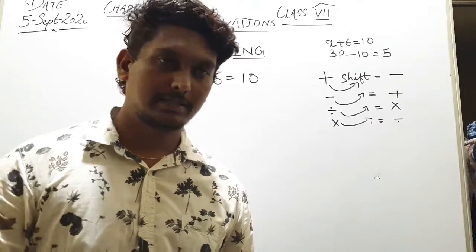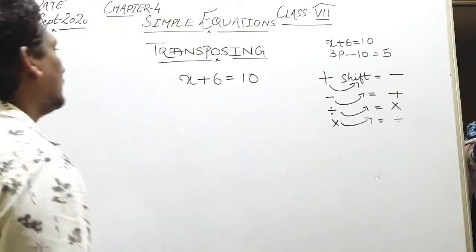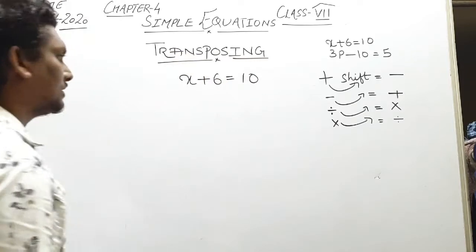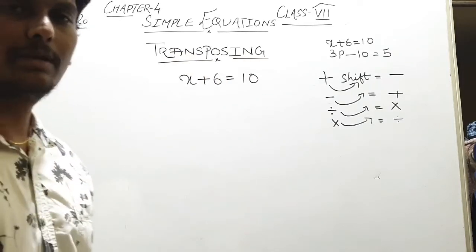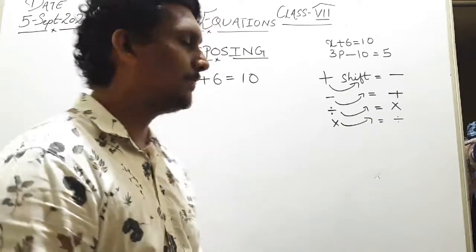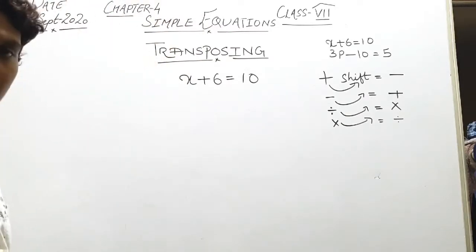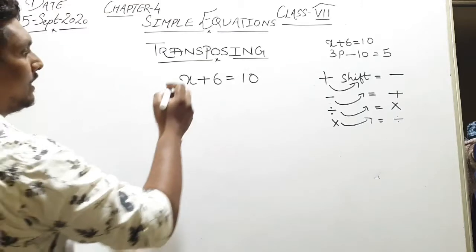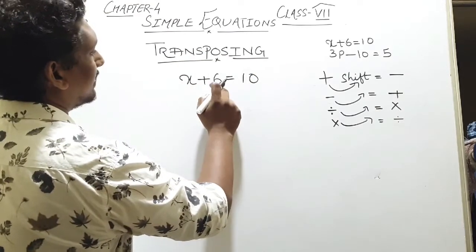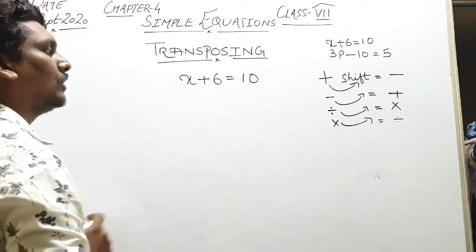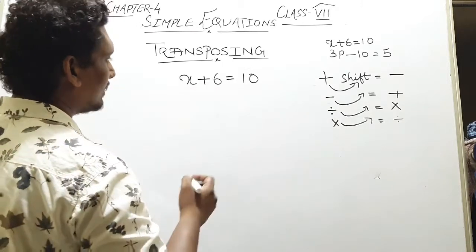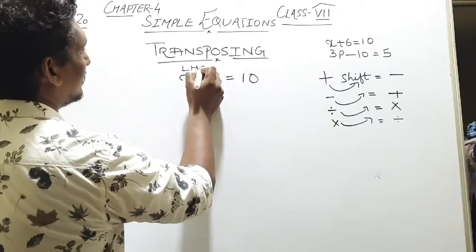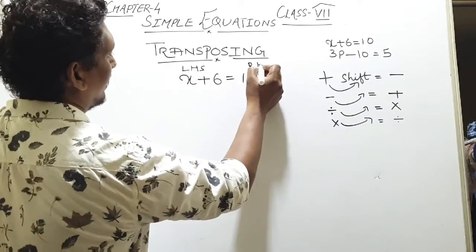Okay, now come to the next method, that is transposing. As compared to the previous one, it is very easy. So same example I have taken, so it will be very clear to you. Here the equation is x plus 6 is equal to 10. This portion is LHS and this portion is RHS.